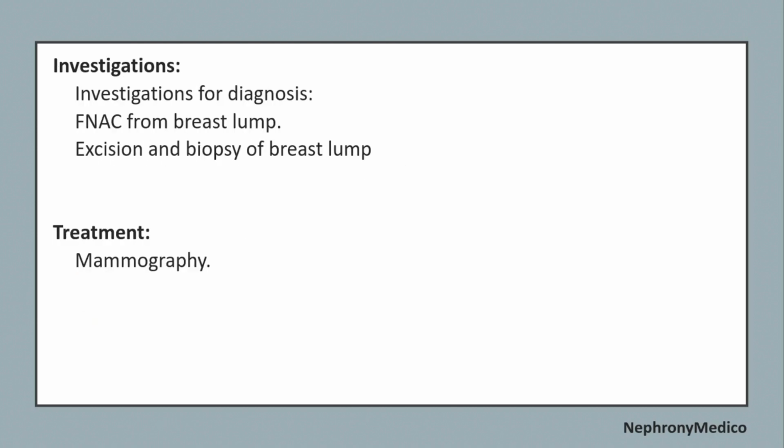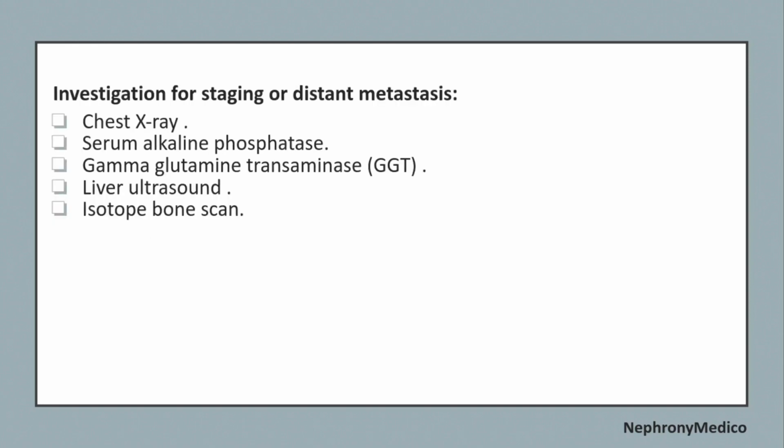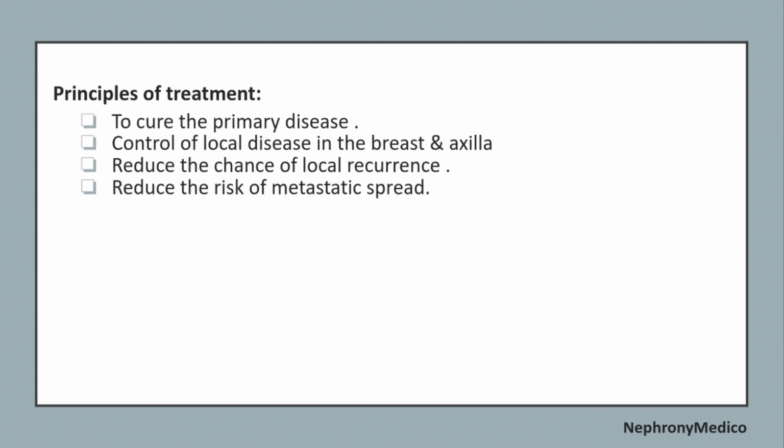Investigations include FNAC from the breast lump, excision biopsy of the breast lump, and mammography. Investigation for staging or distant metastasis includes chest X-ray, serum alkaline phosphatase, gamma glutamyl transaminase, liver ultrasound, isotope bone scan. Principles of treatment: to cure the primary disease or control the local disease in the breast and axilla, reducing the chance of local recurrence, and reducing the risk of metastatic spread.